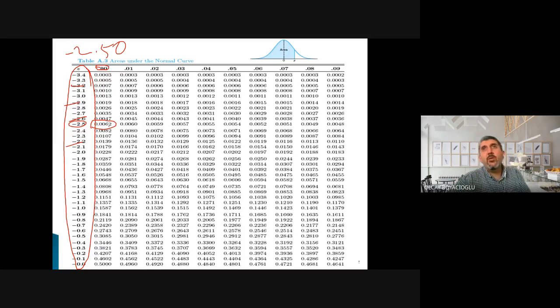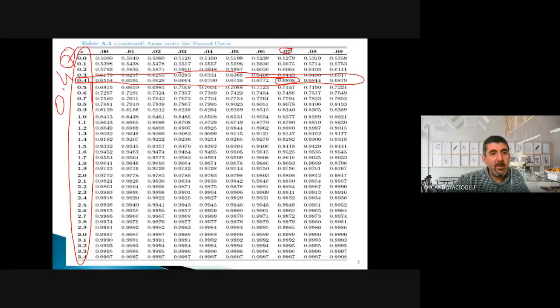Or let me ask you another one. What is the area under the curve to the left of z equals plus 1.11? Let's go back here in the plus world. Here is 1.1. So I need another one. Here, this is another one, 11. Okay, and the intersection of those column and row is here, 0.8665.